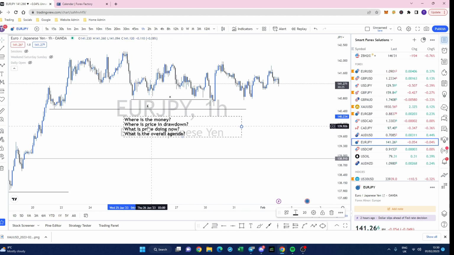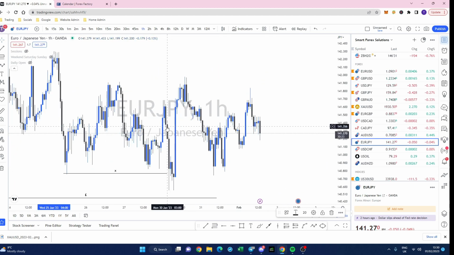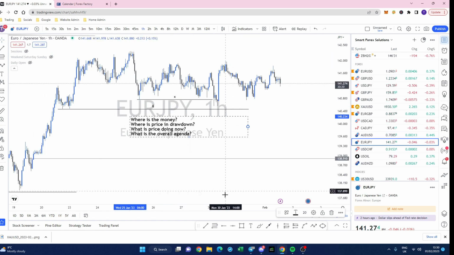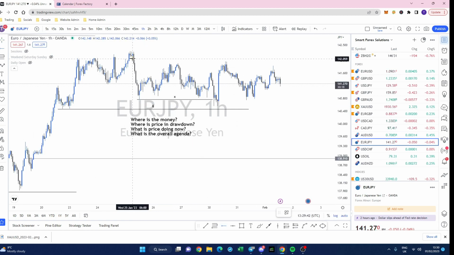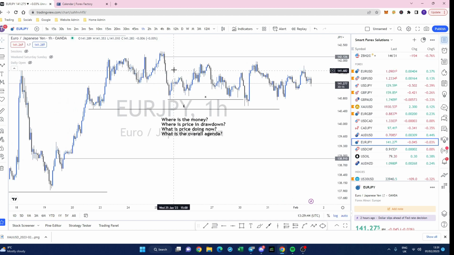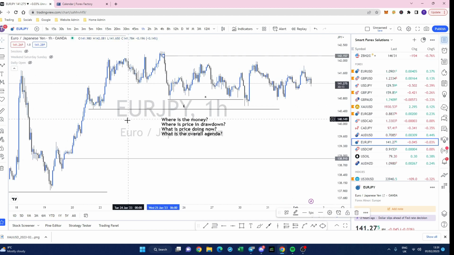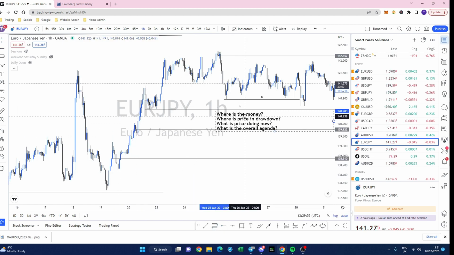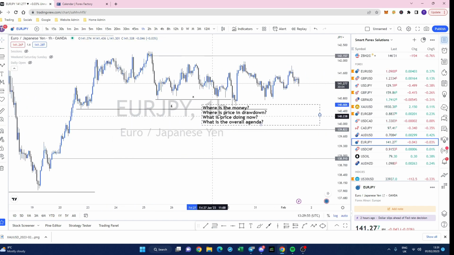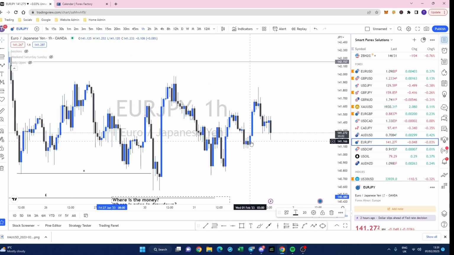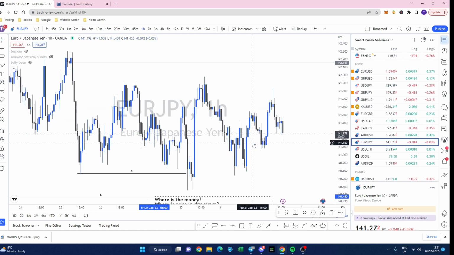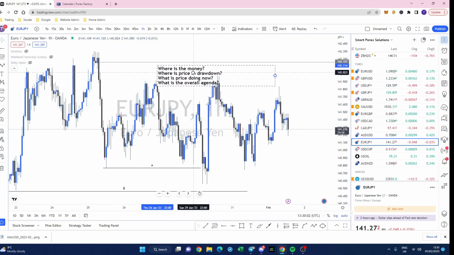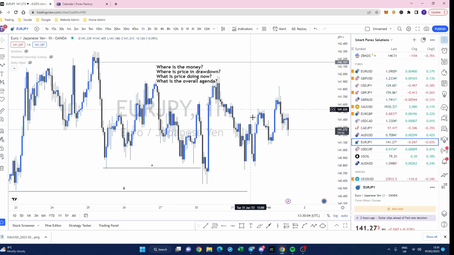Now, where is price in drawdown? On the 1 hour, the only place I can really see at the moment is about here. So that area is in drawdown. We have got price in drawdown over here as well, so that's worth keeping an eye on. And as of now, I'm just going to move this so you can see it. We're in drawdown here as well.